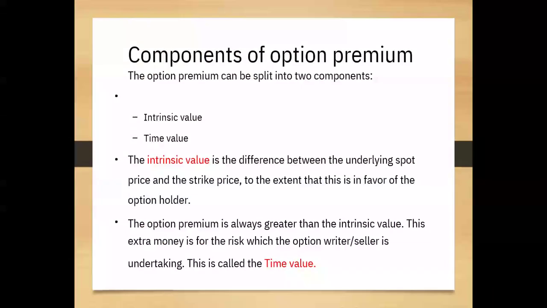Then, components of the option premium: intrinsic value and time value. The intrinsic value is the difference between the underlying spot price and the strike price, to the extent that this is in favor of the option holder. Whereas for time value, the option premium is always greater than the intrinsic value. This extra money is for the risk which the option writer or seller is undertaking. This is called time value.